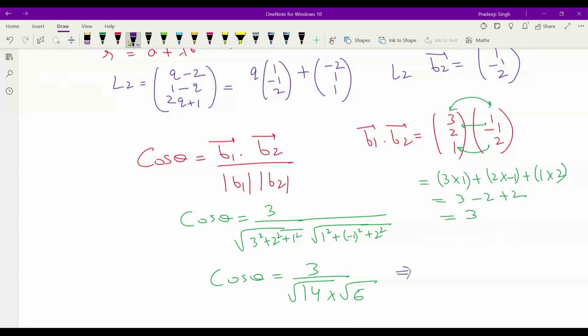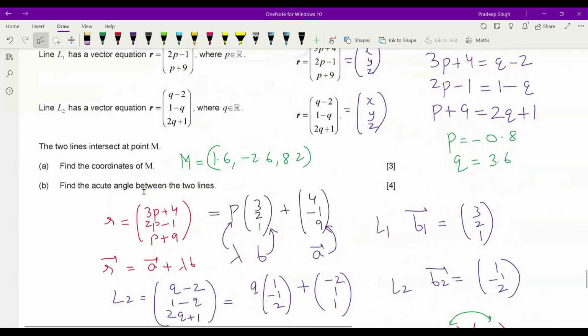And if we simplify this expression by taking cos inverse, the value of theta which we are going to get is 1.24 radians, or if we are solving in degrees, we'll get 70.9 degrees. And that's how we find the angle between these two lines.